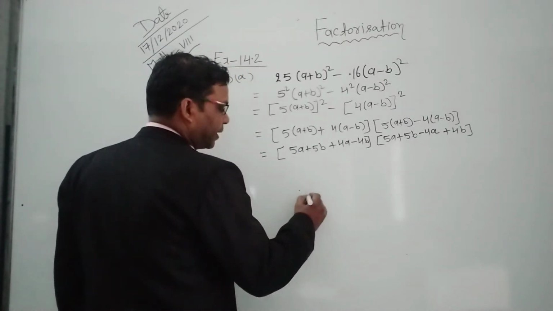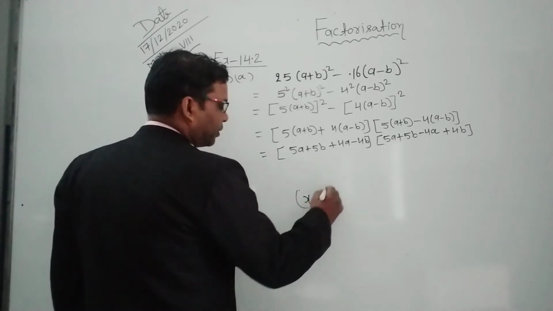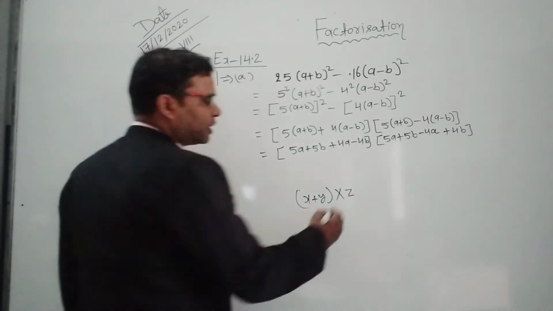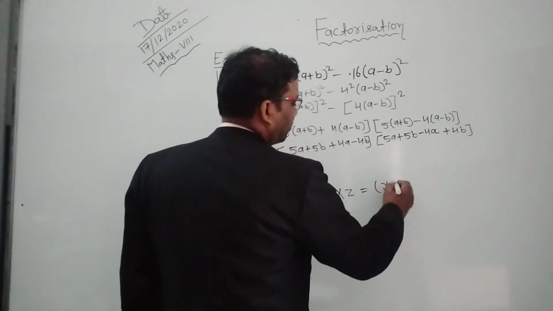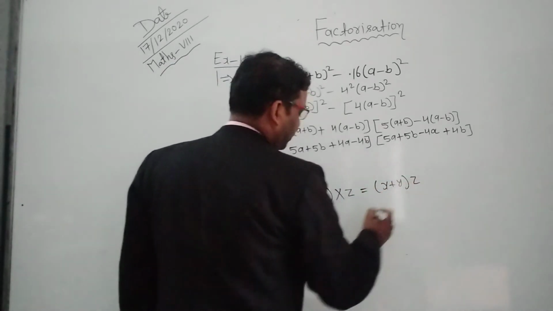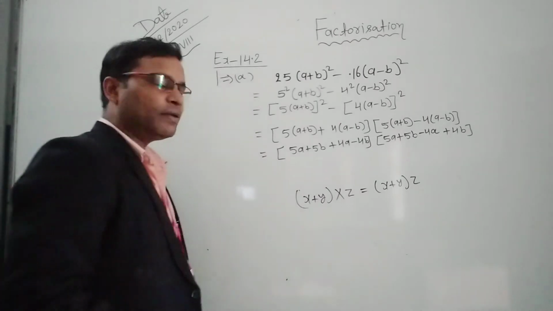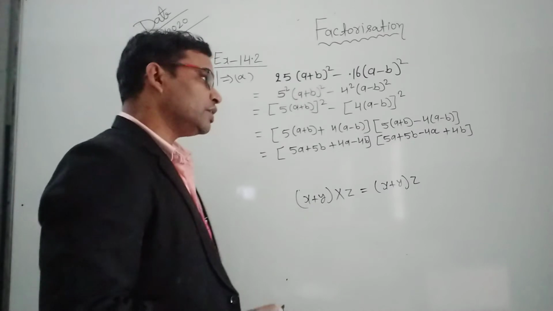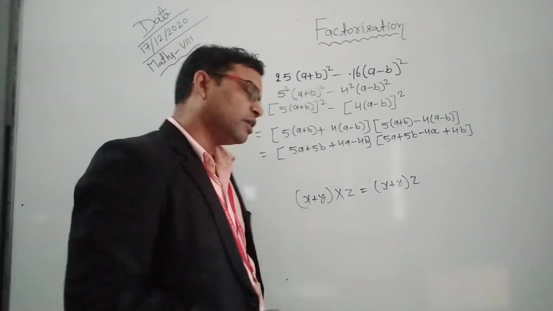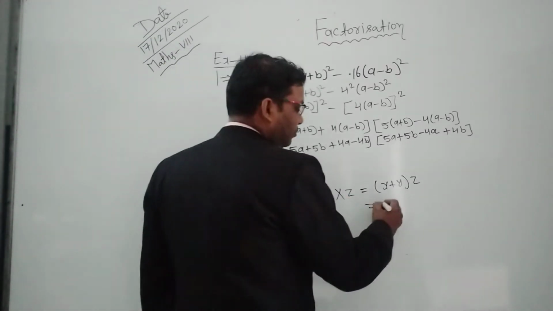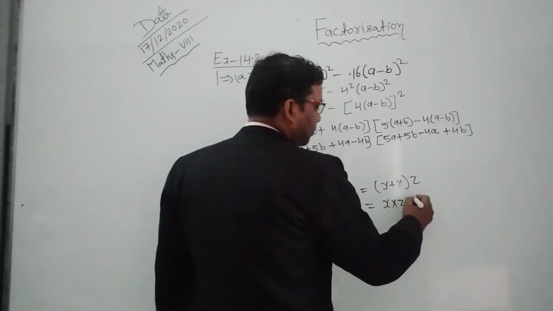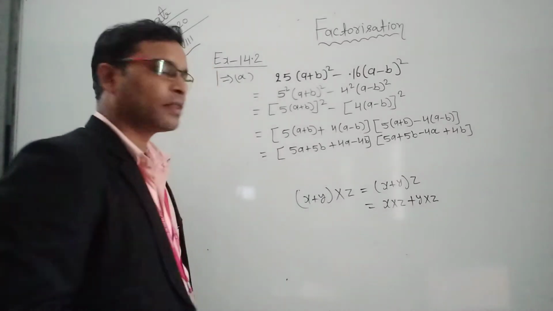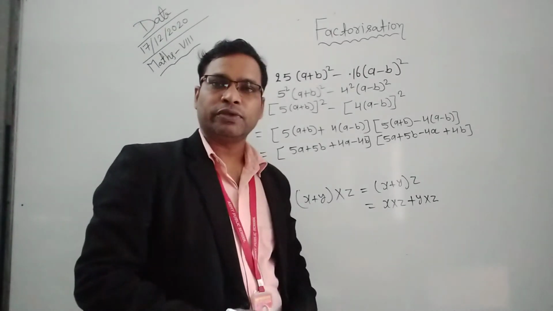If here you have x plus y into z. Okay? Simply you can write like this: x plus y into z. The sign is identical. Okay? So according to this law, the distributive law of multiplication over addition, it becomes x into z plus y into z. This is clear? Students, I hope all of you understood these questions now.